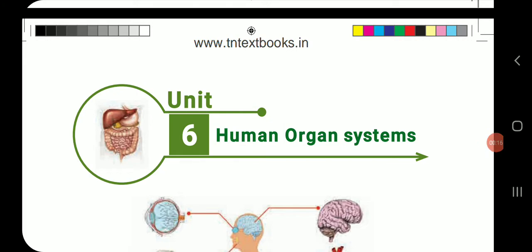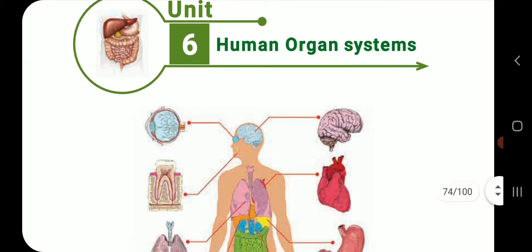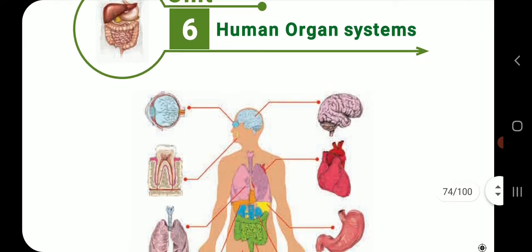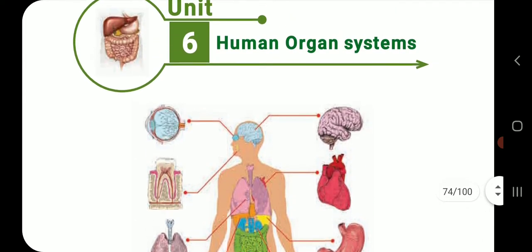Children, what is the basic unit of all living organisms? Yes, it is of course the cell. And as we learned in the last lesson, the cell is the basic unit of all living organisms. Now, a group of cells forms a tissue. A group of tissues forms a muscle. A group of muscles forms an organ, and many organs put together form an organ system.